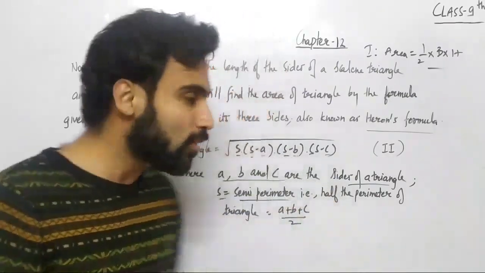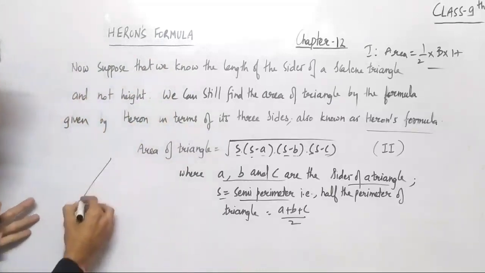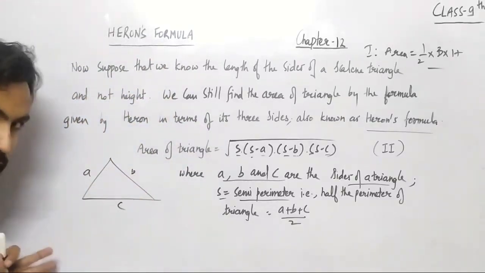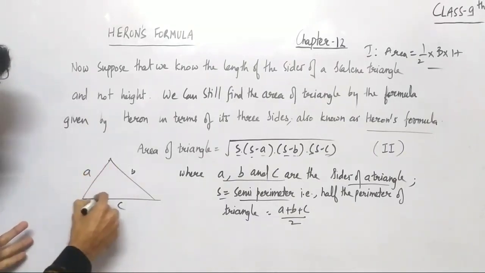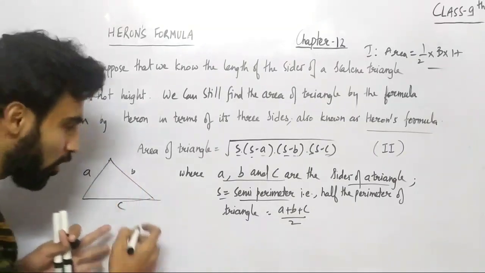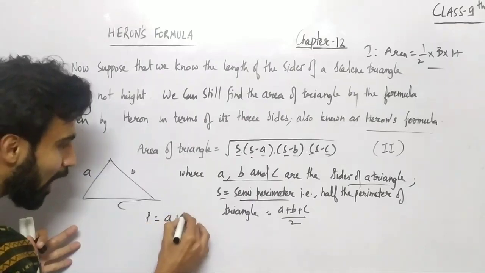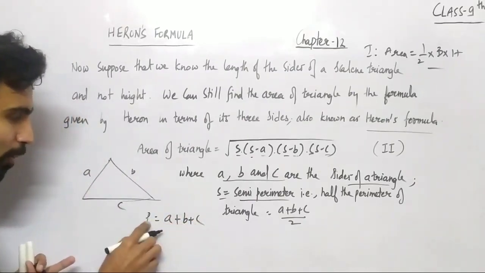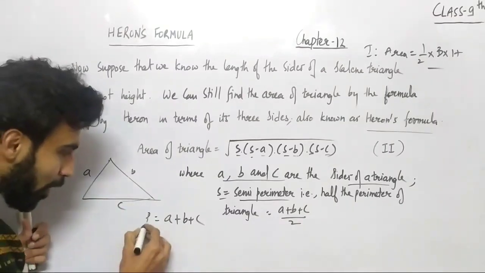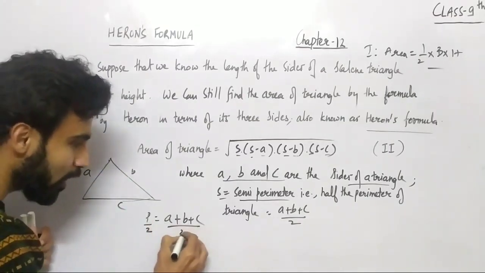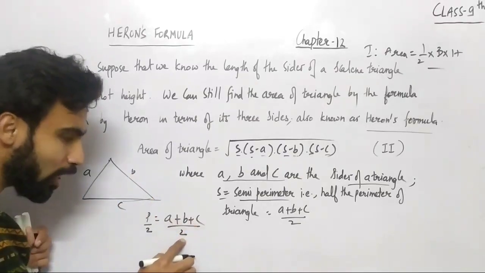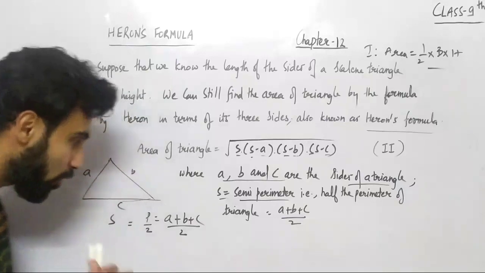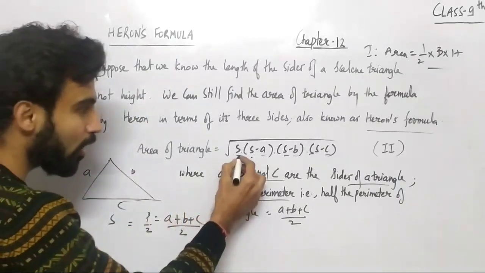Half means semi, right? So we know that suppose you have a triangle, you can see, which has three sides A, B and C. So I know that this outer line, the boundary, is the perimeter. And how do we find the perimeter? Simply by adding them, right? So if we add these three, that will be the perimeter of this triangle. So if I take half of the perimeter, that means adding these three sides and dividing by 2, that is going to be the semi-perimeter, that is, half of the perimeter, right? So that is denoted here by S.